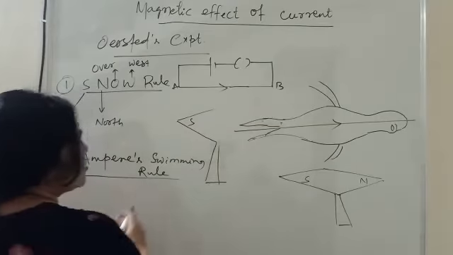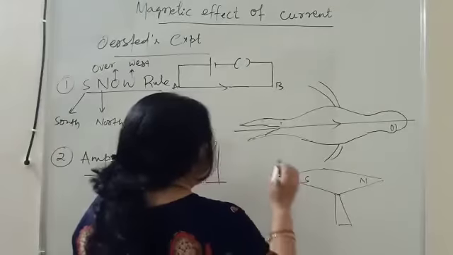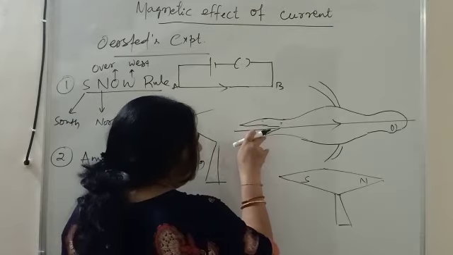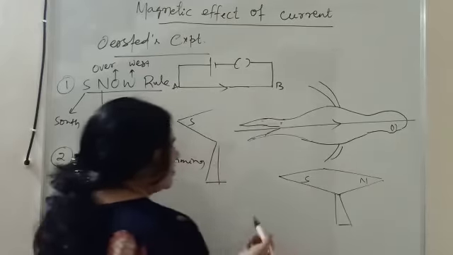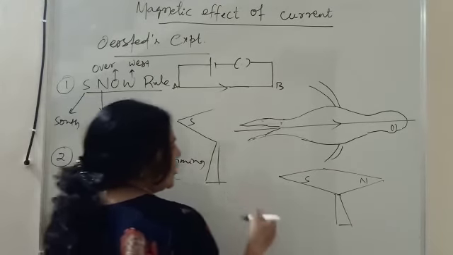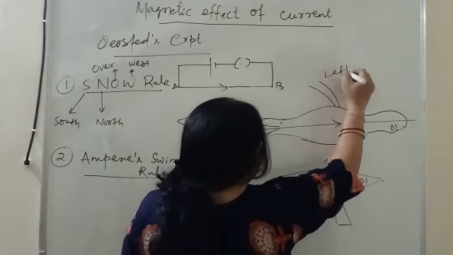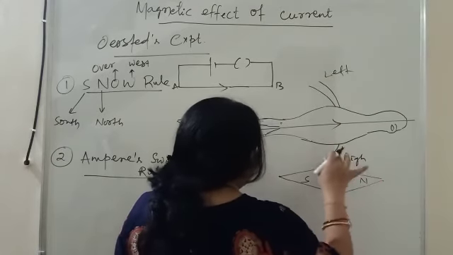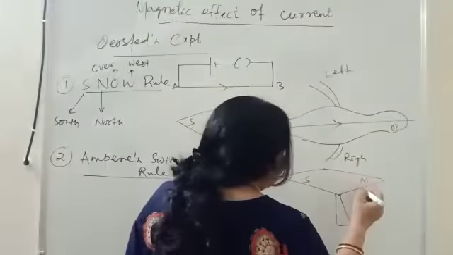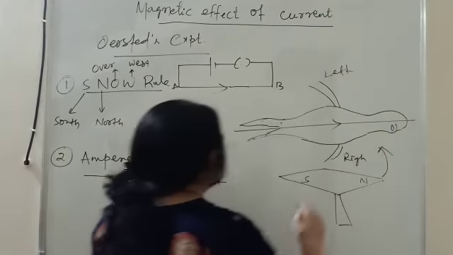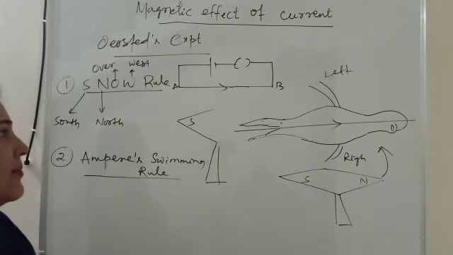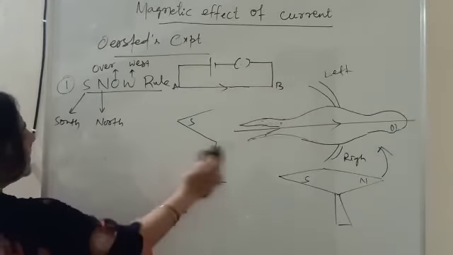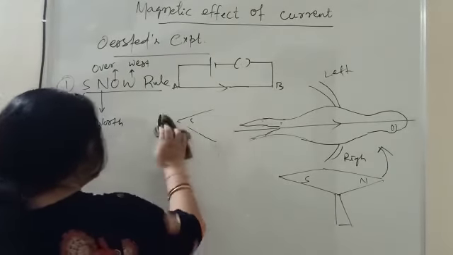This is the same as what we applied in the SNOW rule. It says if the current is entering through your feet and leaving through your head, that means the current's direction is from south to north, the same as in your SNOW rule. According to that, this is your left hand, this is your right hand. In that case, the north pole of the needle will get deflected towards your left hand. Exactly the same as what we got in the SNOW rule. Here Ampere's rule is the same, but the statement is a little different. So this is how we can find out in which direction the north pole of the needle will get deflected while the current is passing through a conductor.